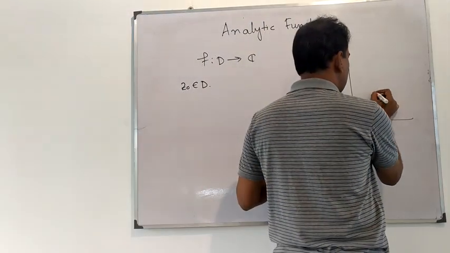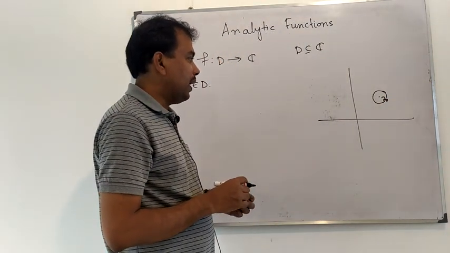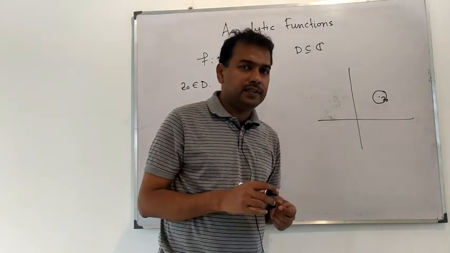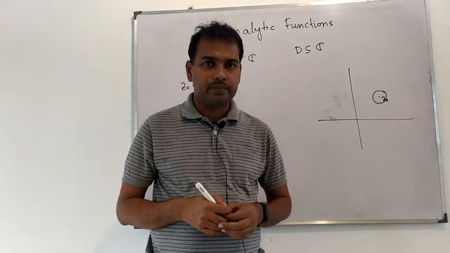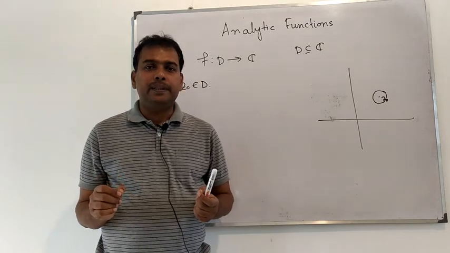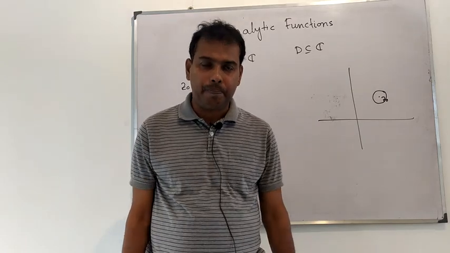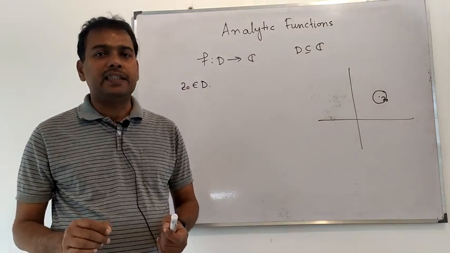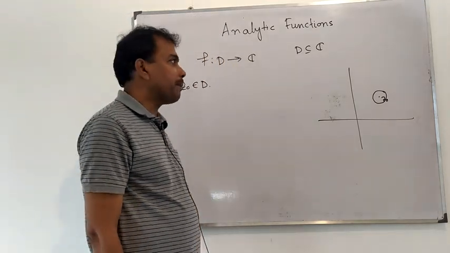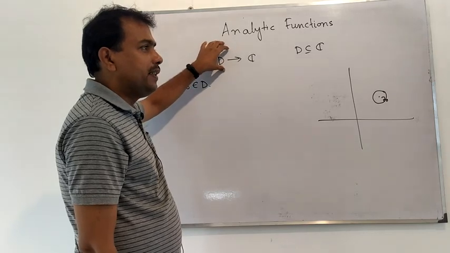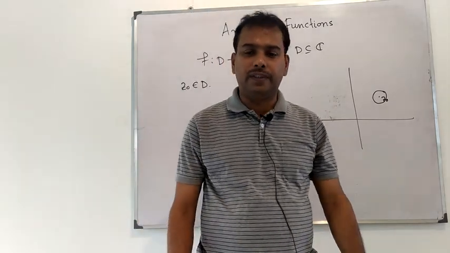That is, if there exists a neighborhood of z0 where f is differentiable at each point in this neighborhood, then f is said to be analytic at z0. Clearly, if f is analytic at z0, then f is differentiable at z0. That is, analyticity implies differentiability at a point. Now, f is said to be analytic on D if f is analytic at each point of D.